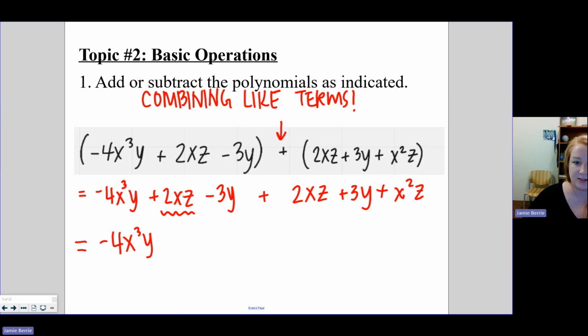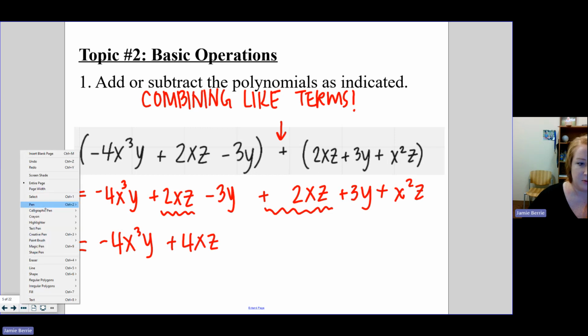Do you see any other xz terms? We do, right here. Just went ahead and highlight or underline that plus as well so we can tell if it's positive or negative. All right, so when you're combining these like terms, you're just going to add their coefficients. So positive 2 plus 2, that gives us 4. So plus 4xz, keep the variable aspect the same.